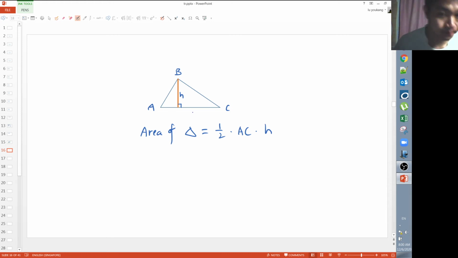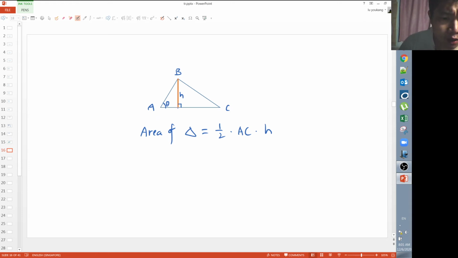All right, so if we don't know what our height is here, what if we do know one of the angles? So let's say we know our theta here. So how do you find the height here?